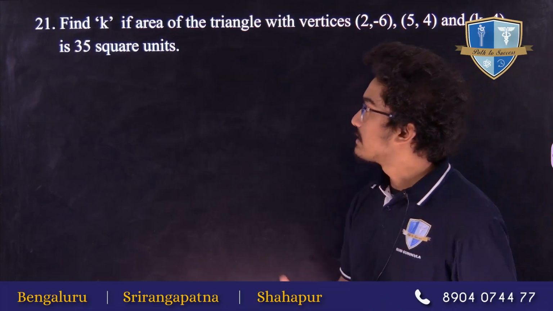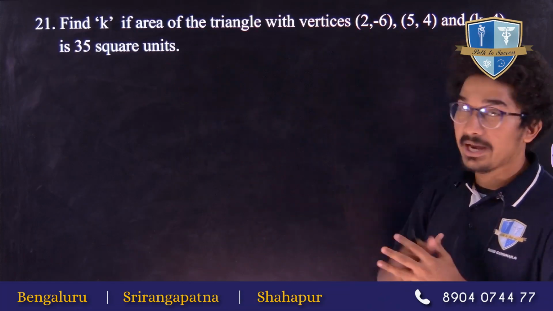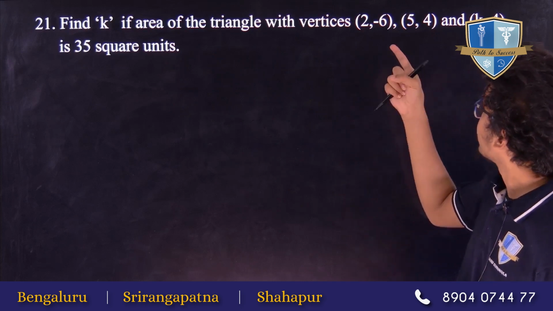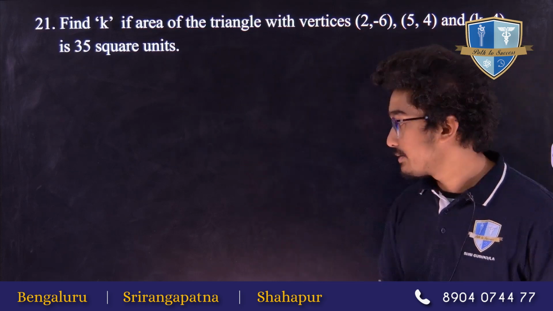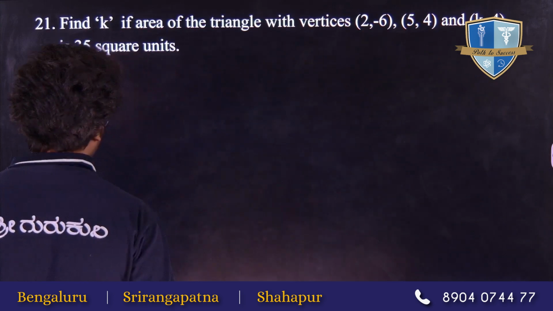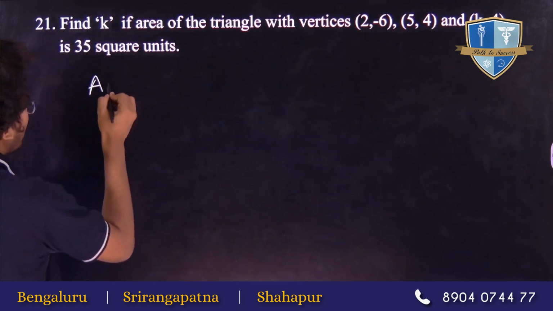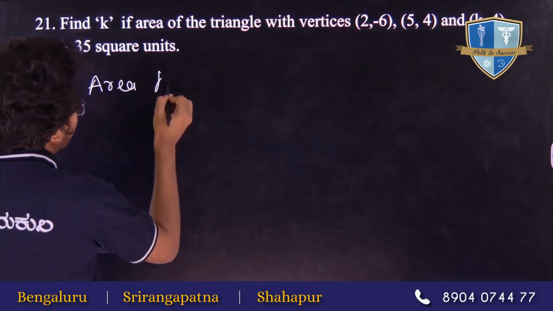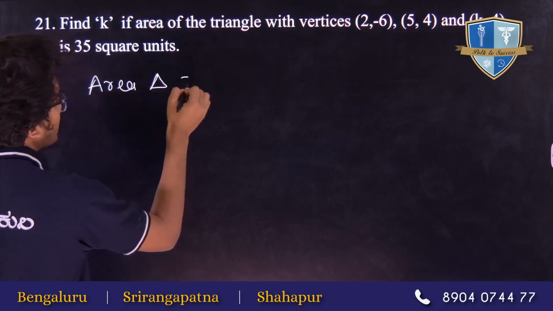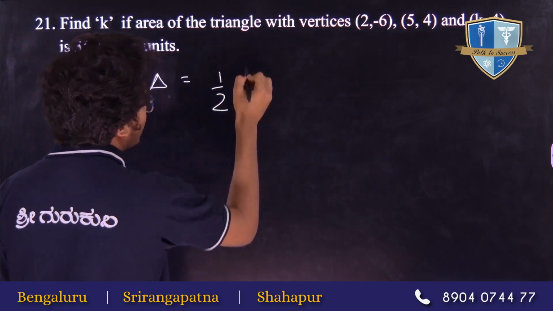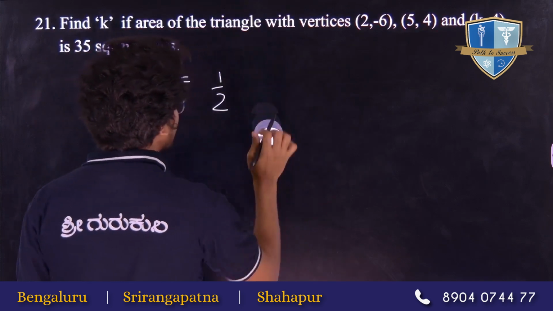So next question is, find K if the area of a triangle with vertices (2, -6), (5, 4) and (K, 4) is 35 square units. So we will use the determinant method to find the area. So the area of a triangle is equal to half of the determinant of these 3 vertices.